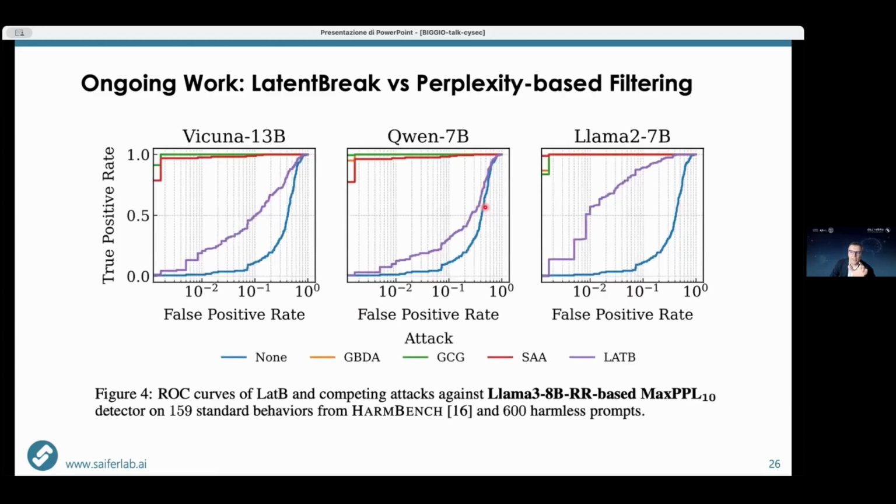And what you see here is just how easy it is to detect some of the other attacks. So the red and green curves here are attacks that have high perplexity, so they can basically be easily detected. Whereas LatentBreak, which is our approach, only slightly worsens the perplexity with respect to the initial prompt. So it becomes much less detectable than the others.